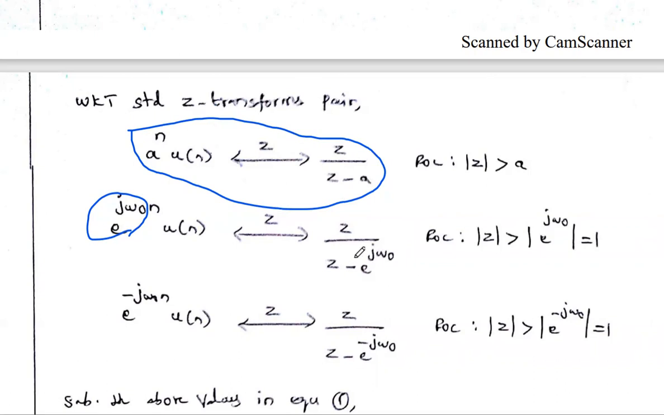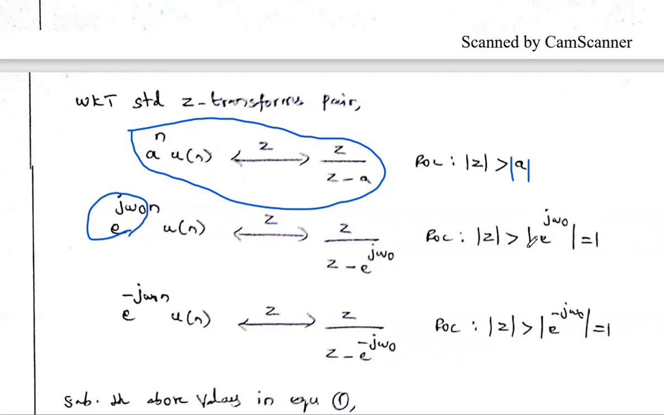And what is the ROC for this signal? The modulus of Z greater than A. What is A here? A here is e power j omega naught. So modulus of Z greater than the modulus of e power j omega naught. Here also the modulus of Z is greater than modulus of A only.